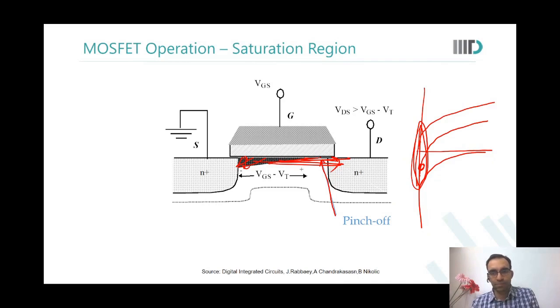Okay. So it's like a sheet of electrons. Yes, it's a sheet of electrons there. That's the inversion layer.